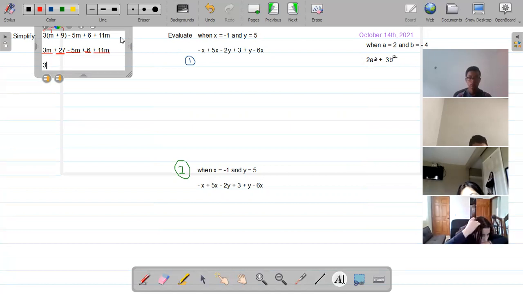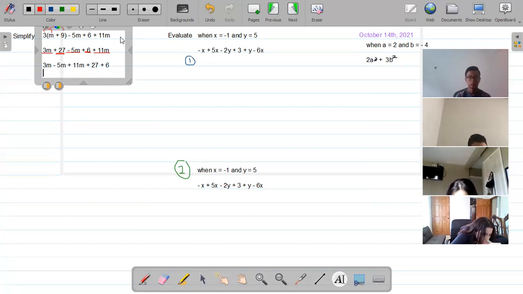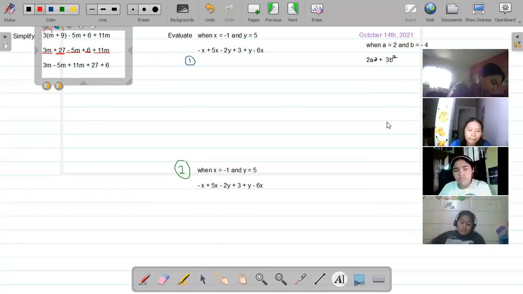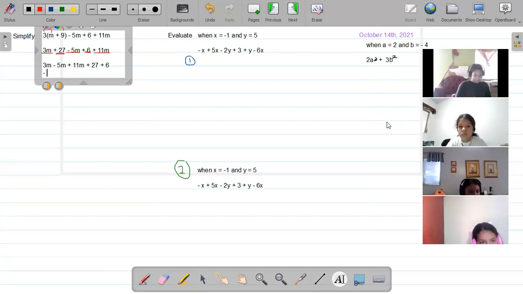I'm going to say 3m minus 5m plus 11m. Those are the ones that have only one little line underneath it. Plus 27 plus 6. And now I'm ready to start adding or subtracting. So I'm going to say 3m minus 5m is negative 2m. Negative 2m, correct. And I copy the rest. So plus 11m plus 27 plus 6.